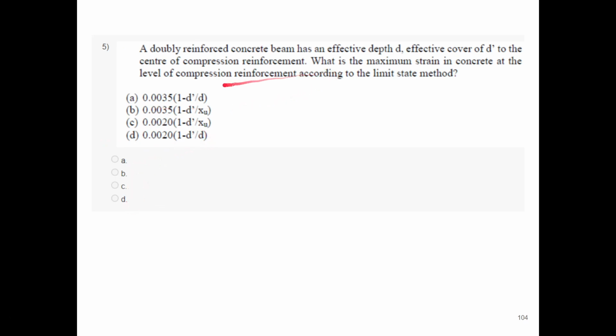So according to limit state method, the maximum strain in concrete at level of compression reinforcement is B. Okay, 0.0035 into 1 minus d prime by xu, and that comes out from the strain diagram, from the similarity of triangles in the strain diagram. So the correct value is 0.0035 into 1 minus d prime by xu. That is the maximum strain in concrete at level of compression reinforcement as per LSM. So B is the correct option.